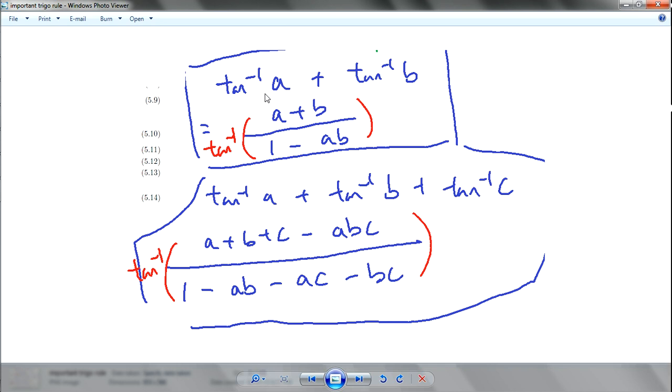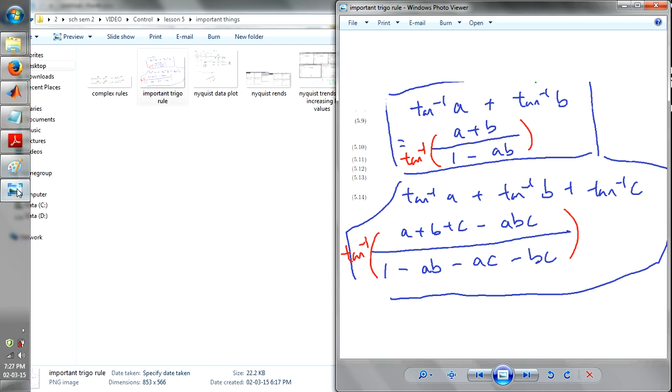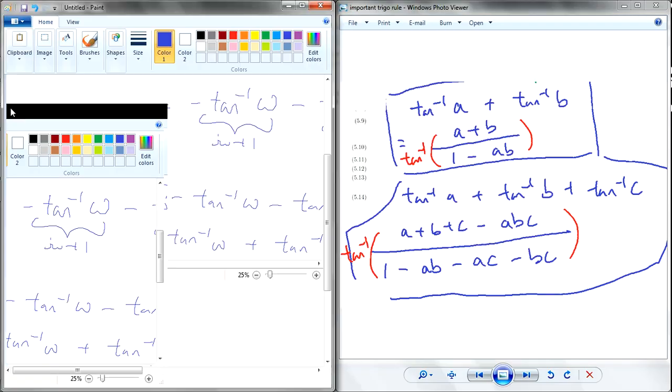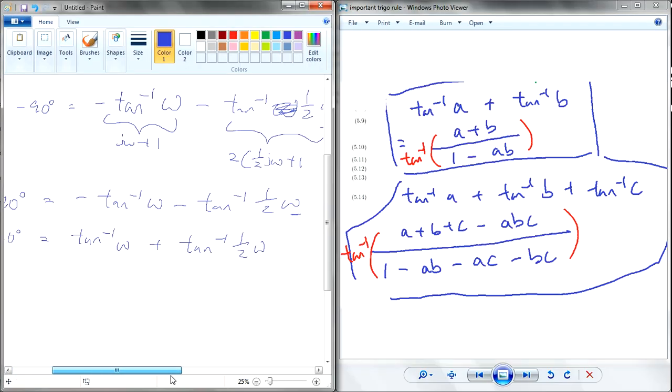Okay, so this is the trigo rule. If it's a plus b, you can use this formula. If it's a plus b plus c, you can too. It's a long chunk, so as I said, you need to memorize. In this case, it's a plus b divided by 1 minus ab. I just put this aside and follow so that you can know what I'm writing.